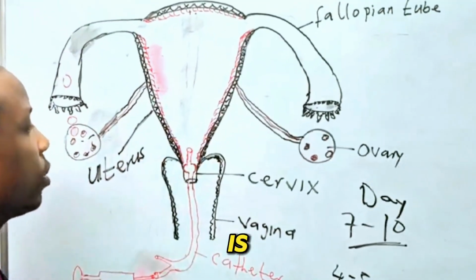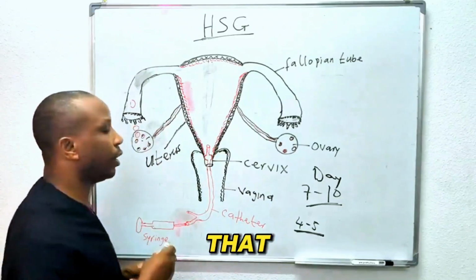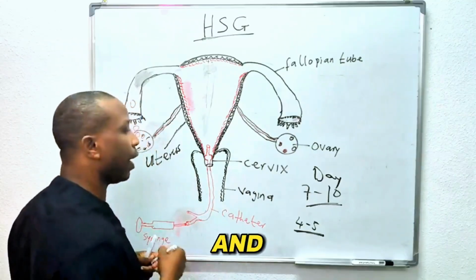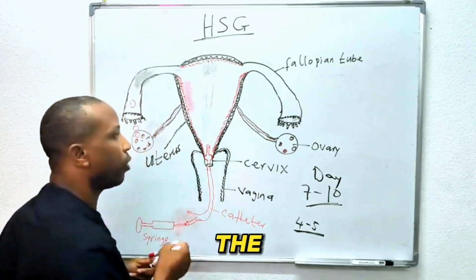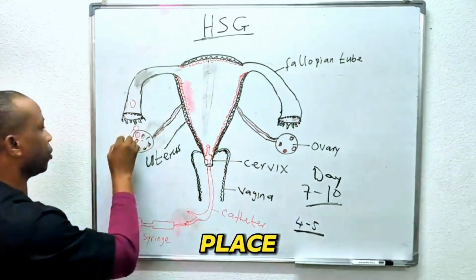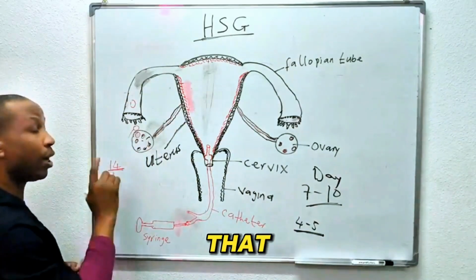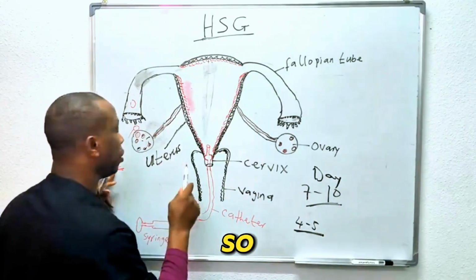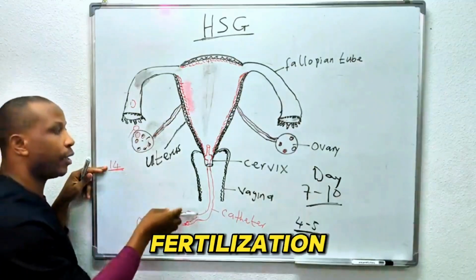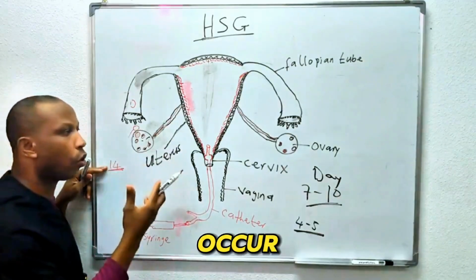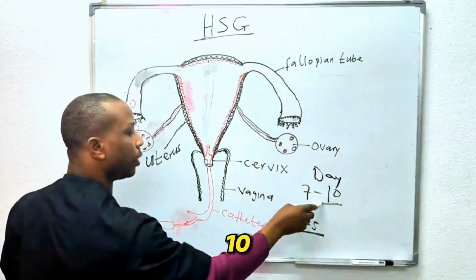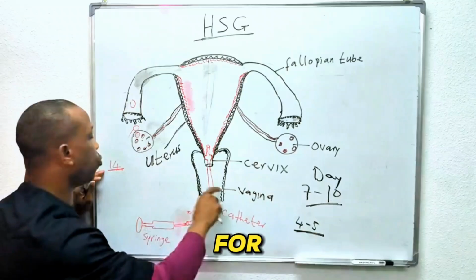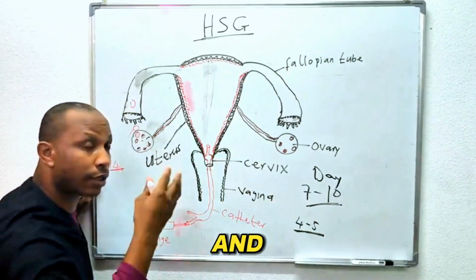So the number two reason why it is done during this period is because remember that most women out there have a menstrual cycle length of average 28 days, and ovulation takes place on day 14. This ovulation takes place on the 14th day of the menstrual cycle for those that have a menstrual cycle length of 28 days, all right? Okay, so ovulation must occur before fertilization can take place, before pregnancy can occur, all right? So on day 7 to day 10, it means that there is no possibility of pregnancy at this stage for women who have a menstrual cycle length of 28 days and above, all right?